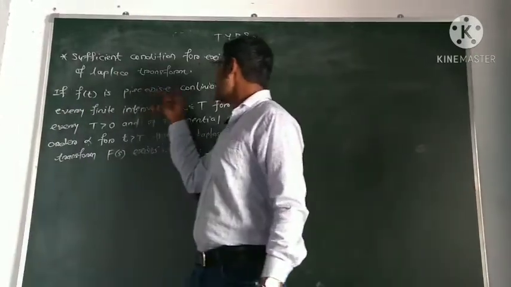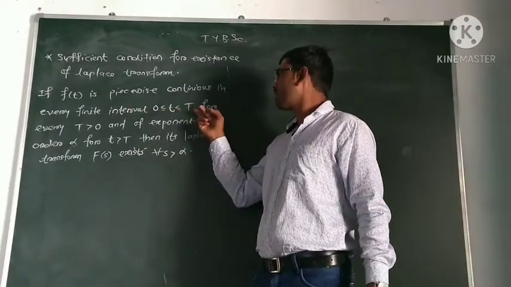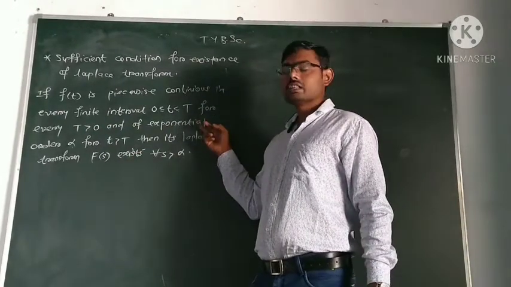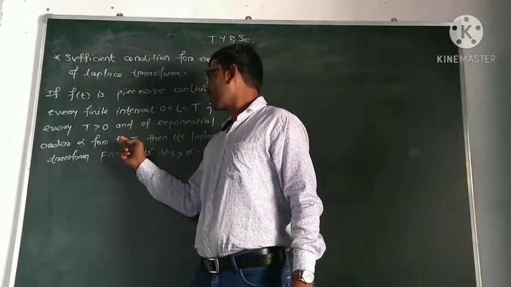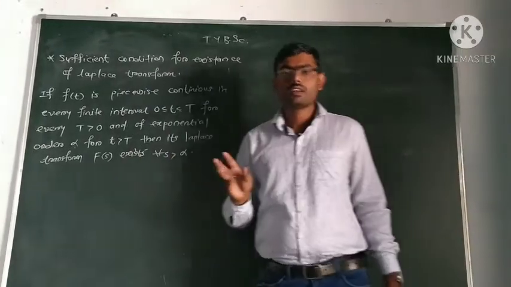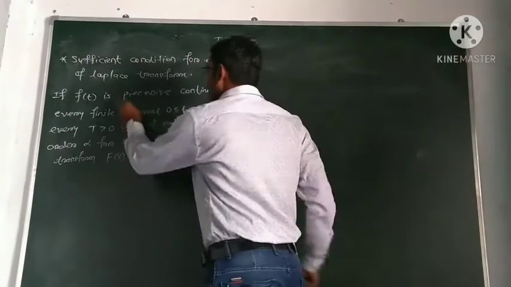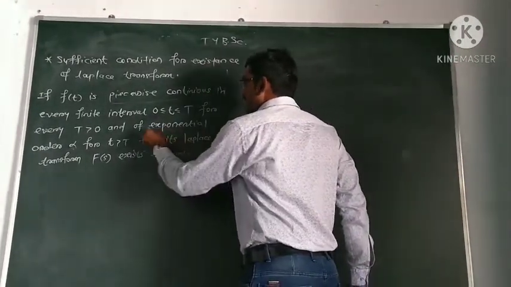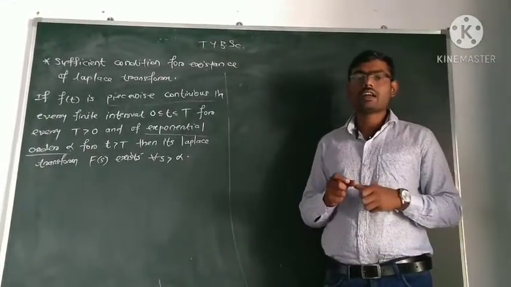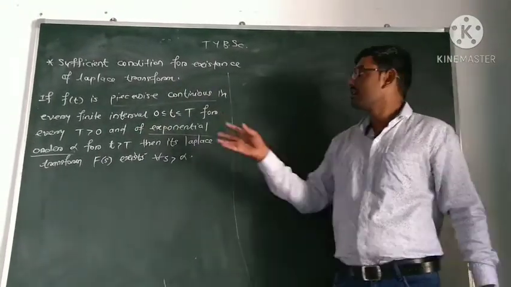If the function f of t is piecewise continuous on every finite interval 0 less than or equal to t less than or equal to capital T for every T greater than 0, and the function is of exponential order alpha for t greater than T, then its Laplace transform exists for all s greater than alpha. Now I think you don't have a clear idea about piecewise continuous functions and exponential order functions. So first I will clear your idea about the piecewise continuous function and the exponential function. Then you will get the sufficient condition clearly.